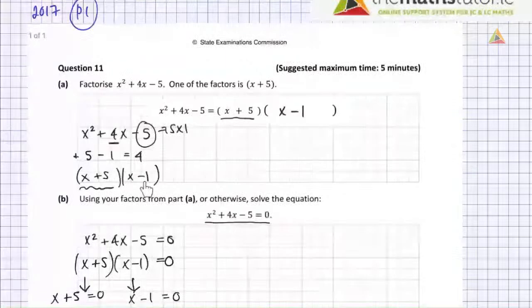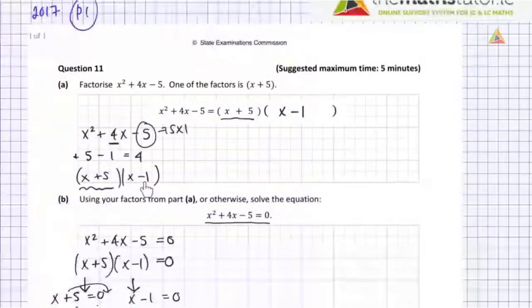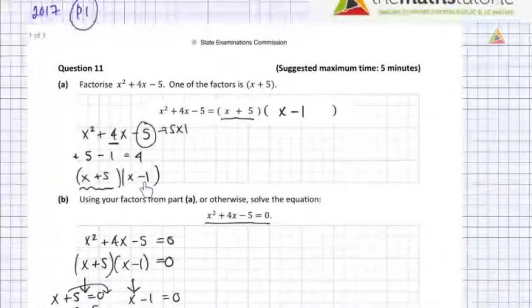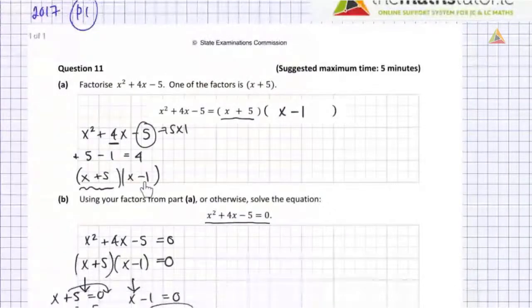So we're going to bring the 5 over here. So x is equal to 0 minus 5. So x is equal to minus 5. So that's one solution. And then the other one, x minus 1 equals 0. So x is equal to 0 plus 1 because I brought the 1 over here. So x is equal to 1. That's your other solution. So using your factors, you've just solved the equation. So your first one is x equals minus 5 and the second one is x is equal to 1.